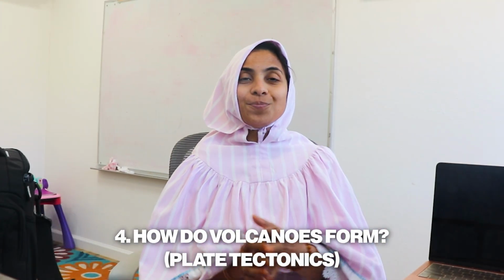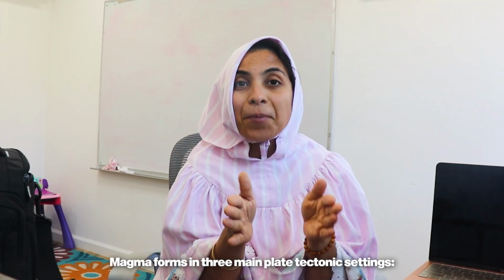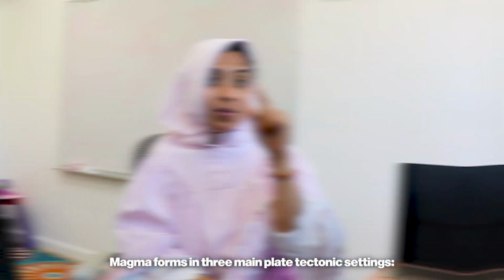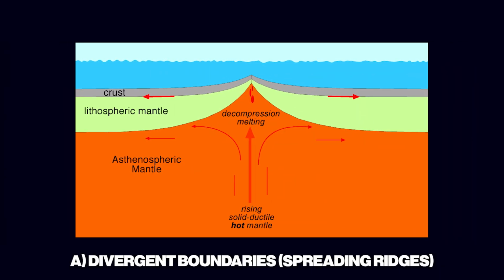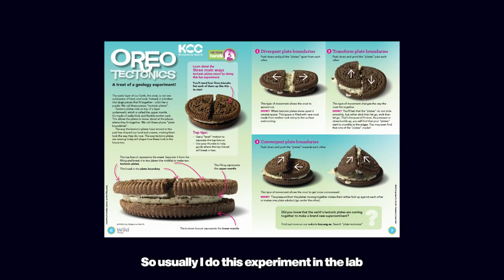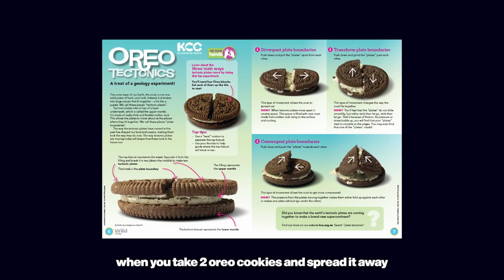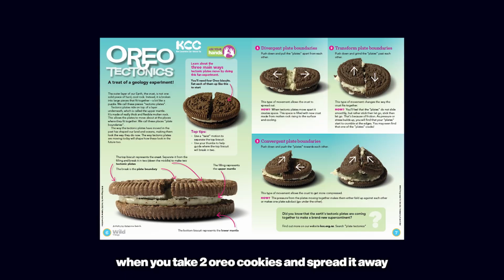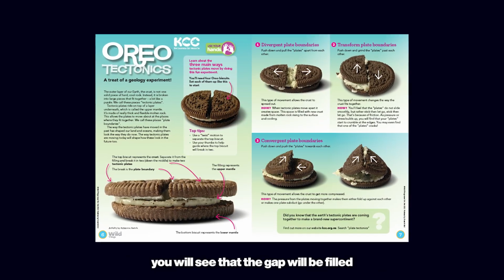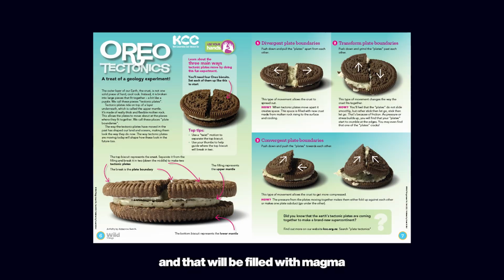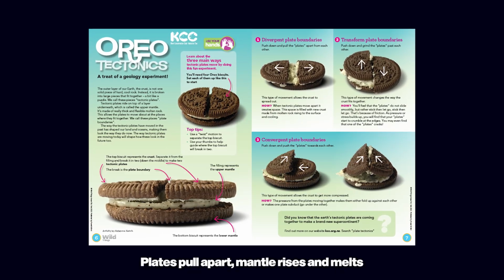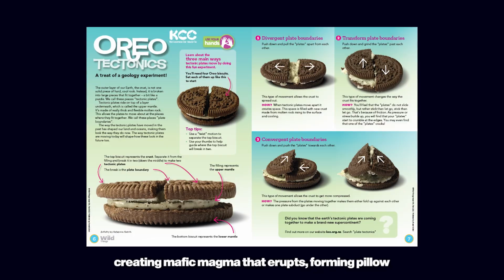How do volcanoes form? By plate tectonics. Magma forms in three main plate tectonic settings. First, divergent plate boundaries. Usually I do this experiment with Oreo cookies in the lab, where if you take two Oreo cookies and spread them away, you'll see the gap will be filled, and that will be filled with your magma. So, spreading ridges: plates pull apart, mantle rises and melts, creating mafic magma.